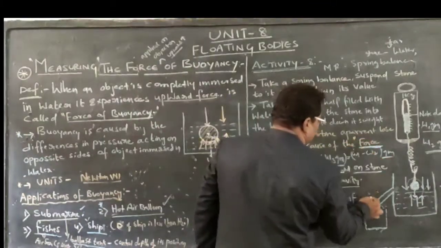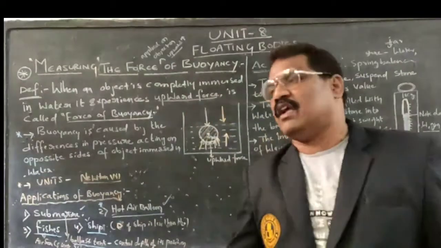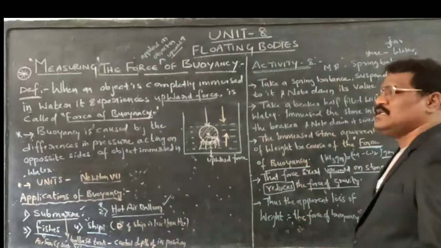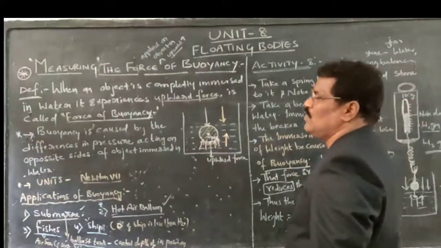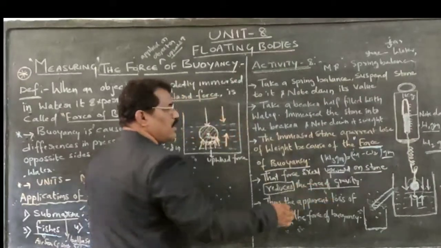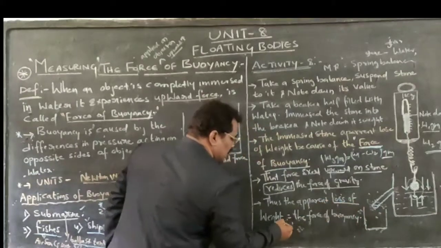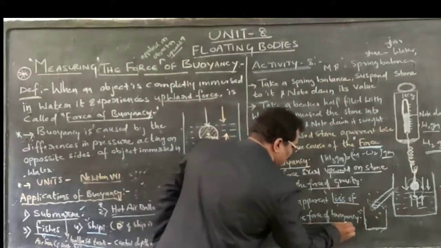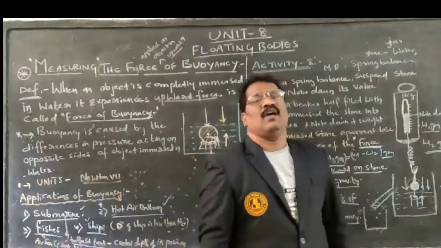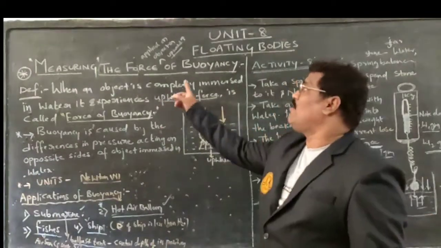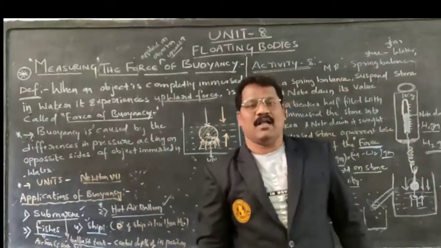In that way, we can measure the force of buoyancy. Thus, the apparent loss of weight of the body is equal to the force of buoyancy. The apparent loss of weight of an object is equal to the force of buoyancy. In this way, we can measure the force of buoyancy by using a spring balance.